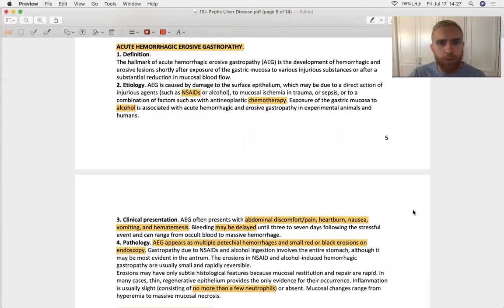Acute hemorrhagic erosive gastropathy. This is the one associated most often with NSAIDs, things like alcohol too. Chemotherapy can cause this. Again, hemorrhagic, you're bleeding everywhere. Erosive, the lining of the stomach is just flaking off and dying. And it's dying because, well, acid is eroding it, something's poisoning it, alcohol, or again, chemotherapy is stopping it from getting replaced.